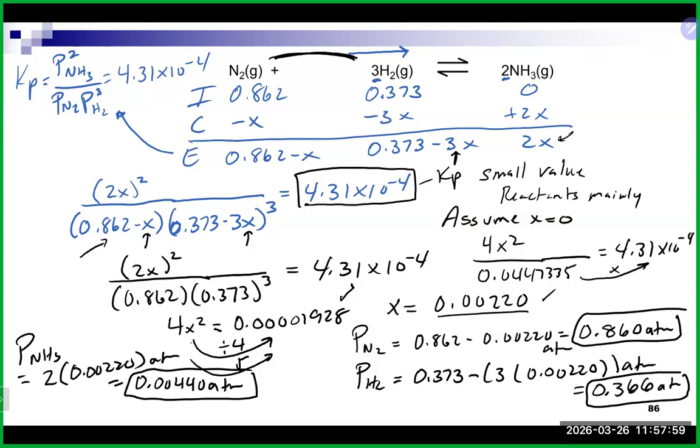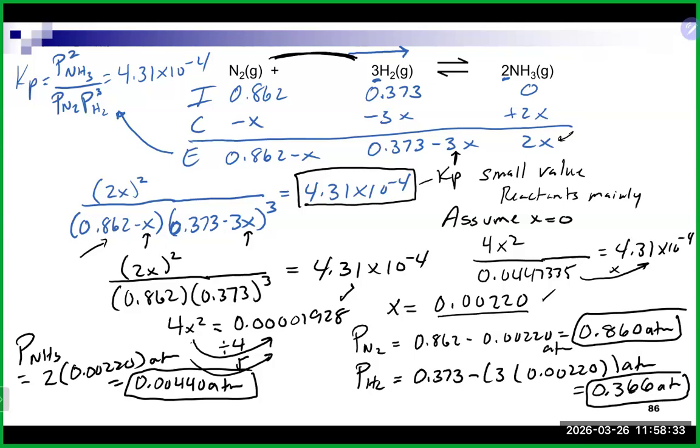And once again, like normal, if we put them back into our expression, we really should end up with the same K value as we had there. So 0.0044 squared, better check the way today is going. There we go, divided by 0.366 to the third, divided by 0.860. That looks like 4.6. That's pretty close. It's pretty good. Any questions on that there?